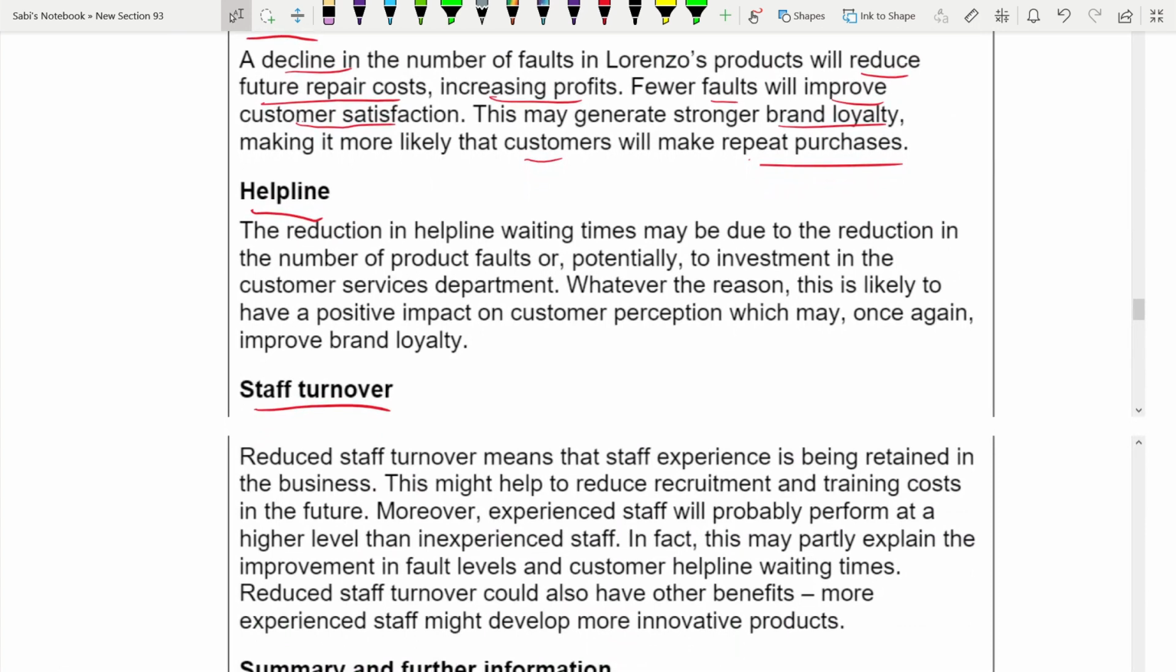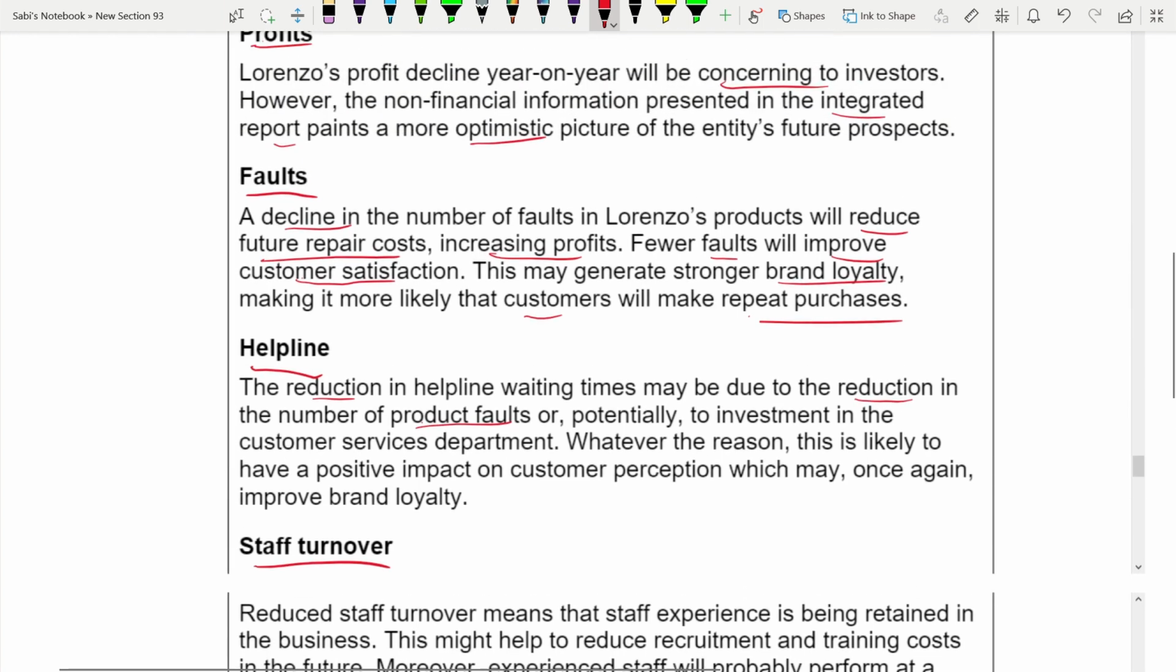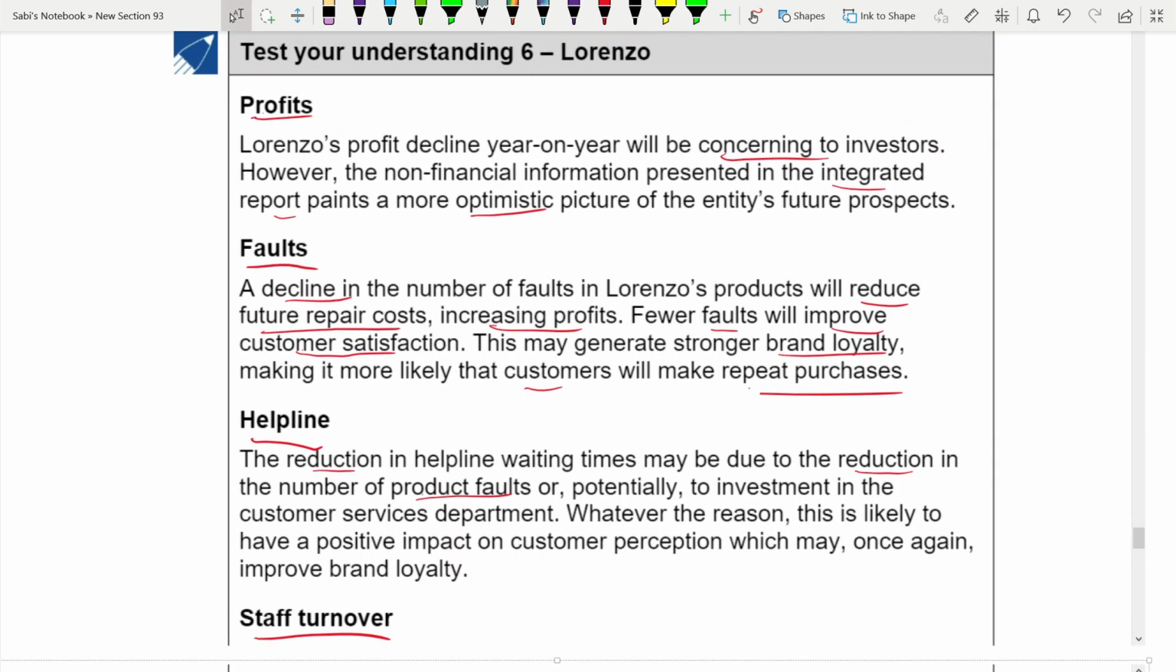Coming to helpline. Helpline also reduced. What does it mean? This may be due to the reduction in the number of product faults. You see, you should be able to link between them. Here you are linking with the faults. Fault reduces means helpline also will reduce, obviously. Why do you need help if there are more faults? But if faults reduce, helpline also will reduce. That means they have invested in the customer service department. So whatever the reason, this is likely to have a positive impact on customer perception.